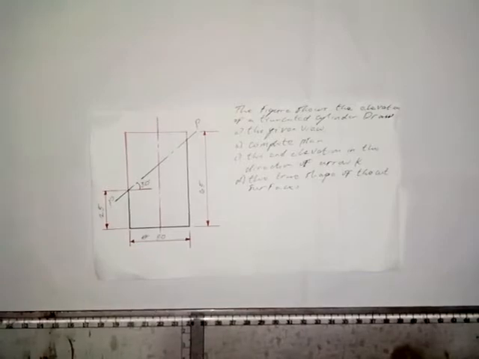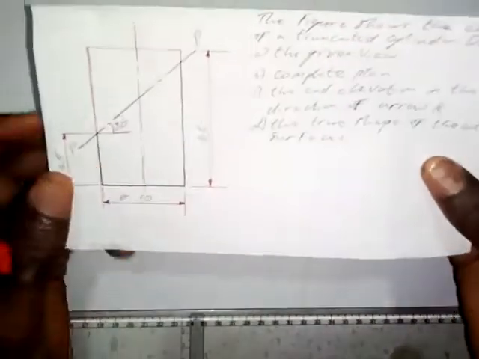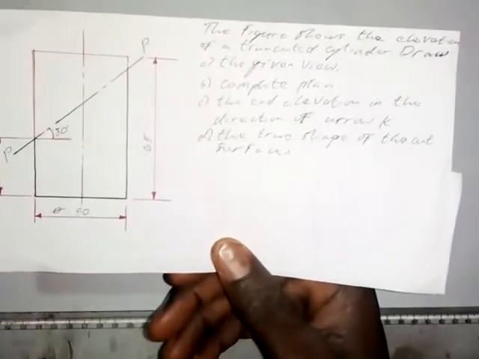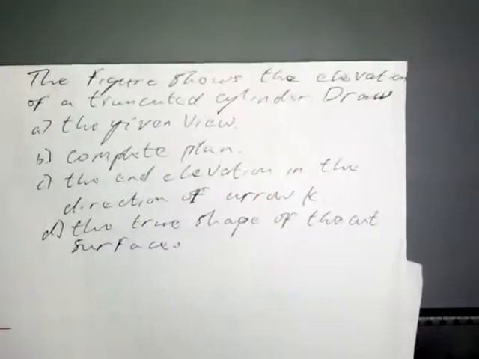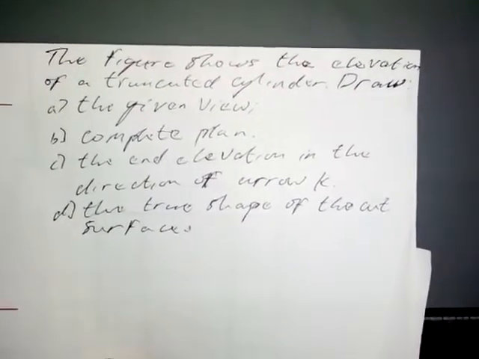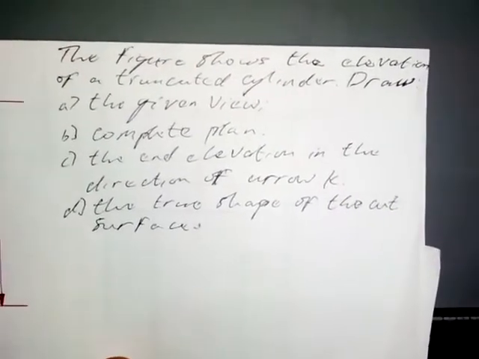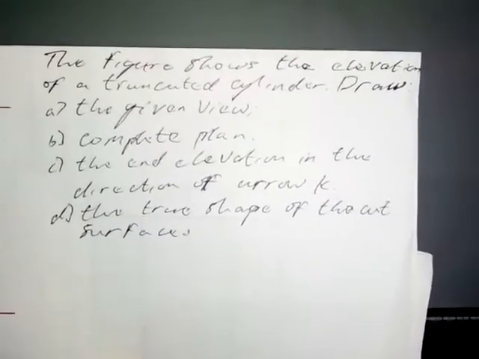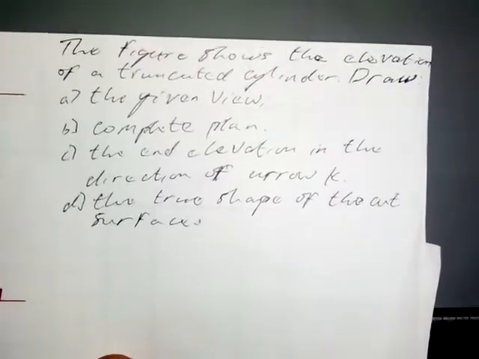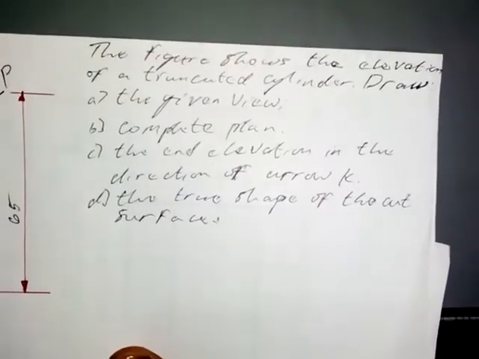Okay, now what I want to do is solve this problem that you are seeing on the screen. Let me bring it up so that we can see it. The figure shows the elevation of a truncated cylinder. Draw: question A, the given view; question B, complete plan; question C, the end elevation in direction of ROK; and question D, the true shape of the cut surface. So we have 4 questions to solve here.